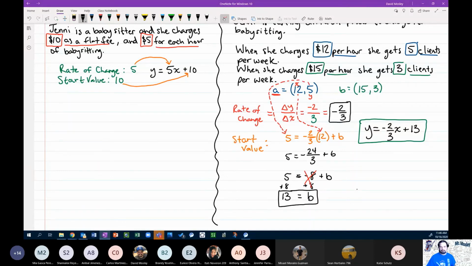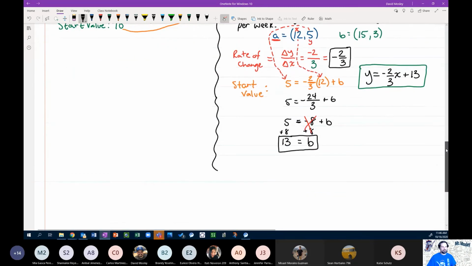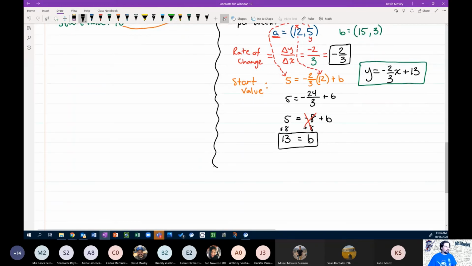No questions? Oh wait, Christian's got one. He's asking: if we use the coordinates 15 and 3, would that be the same answer? Yeah, and I can show that. Let's do it. If I use the other coordinates, 15 and 3, and I put those in my rule, will I get the same b? That's what Christian is asking, and so we're going to show this right now.